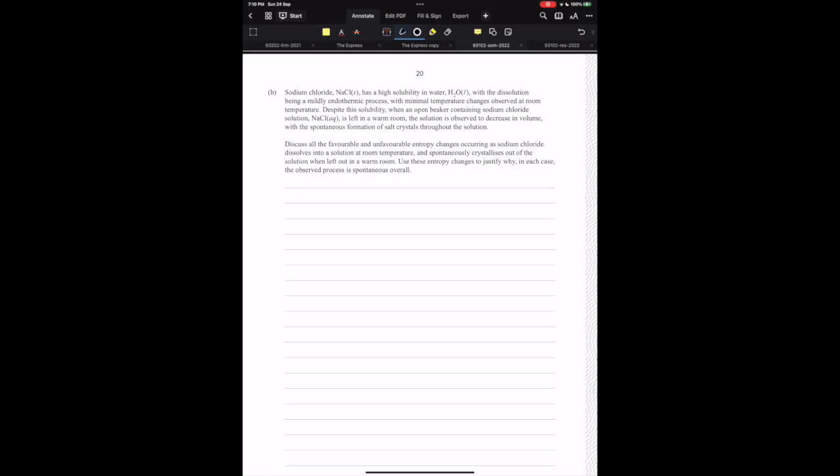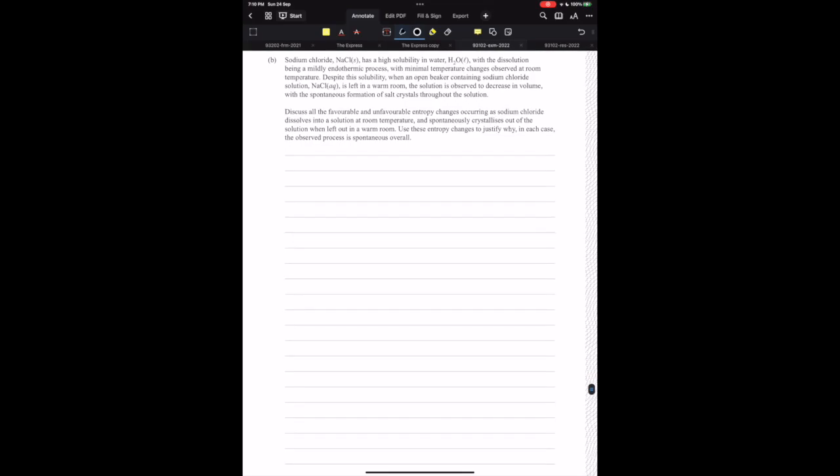Now we move on to question 4b. Sodium chloride has a high solubility in water, with the dissolution being a mildly endothermic process with minimal temperature changes observed at room temperature. Despite the solubility, when an open beaker containing sodium chloride solution is left in a warm room, the solution is observed to decrease in volume, with the spontaneous formation of salt crystals throughout the solution. Discuss all the favorable and unfavorable entropy changes occurring as sodium chloride dissolves into solution at room temperature and spontaneously crystallizes out of the solution when left out in a warm room. Use these entropy changes to justify why, in each case, the observed process is spontaneous overall.